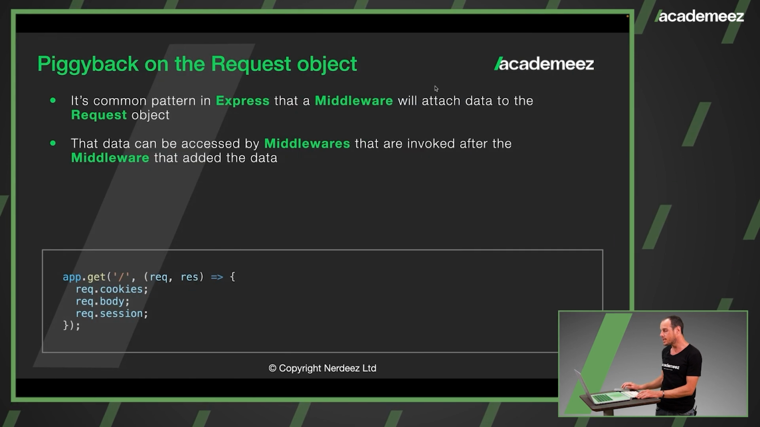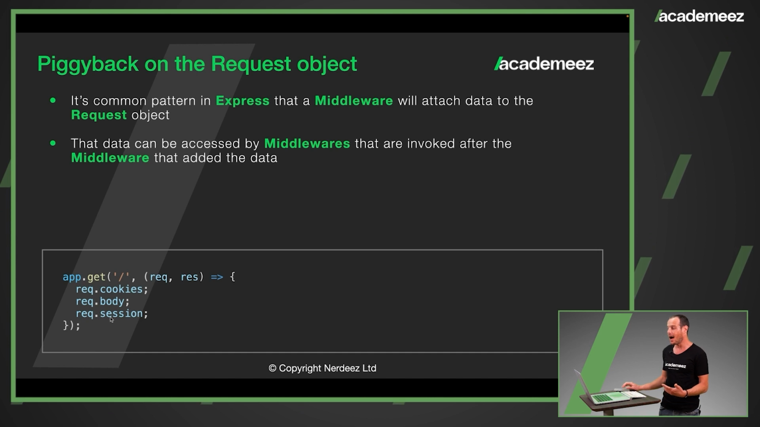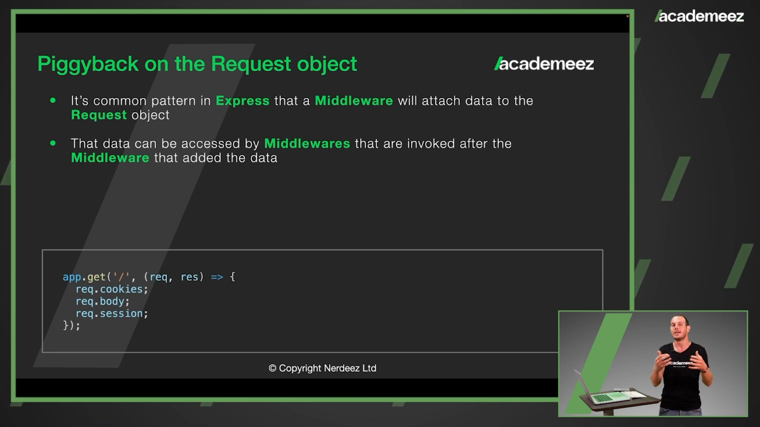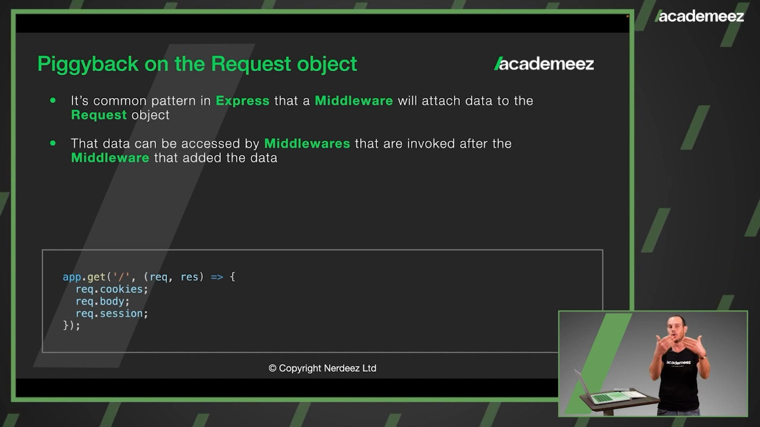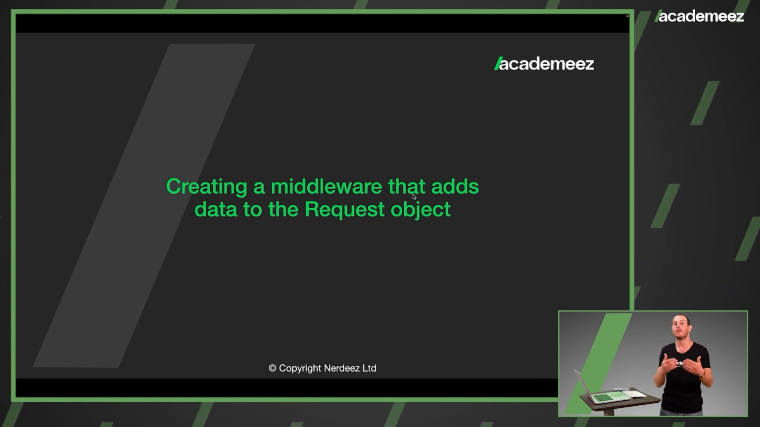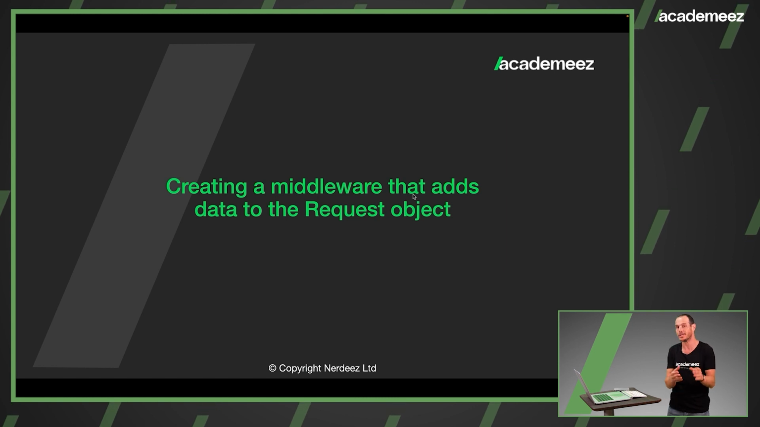Another example, if you install the Express session middleware, this will add session data to the request. So we notice that it's a common pattern in Express to take the request object and add data, piggyback data. This is a form of communication where one middleware can pass information and data to the following middlewares. So we saw many middlewares adding data to the request object in order to communicate with further middlewares and route handlers. Let's do the same.